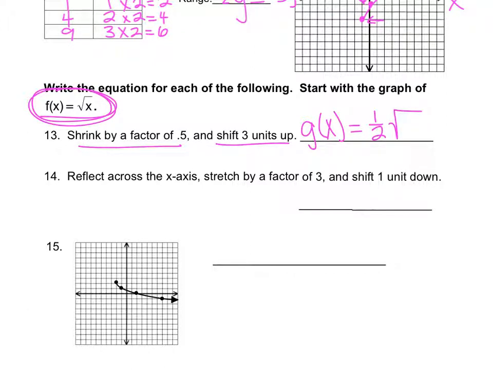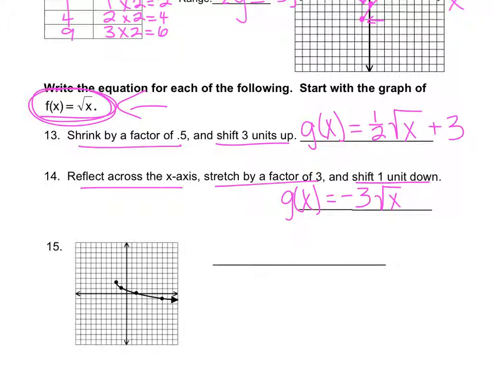And then we have square root, because that's what it told us we were starting with, square root of x. Since we're going up, we do not want that to be on the inside or under your square root. So that should be +3 on the outside of your radical. The next one, we're reflecting over the x-axis, so that puts a negative in front. We're stretching it by a factor of 3, so that's your coefficient. And then we're shifting 1 unit down, so we have square root of x. Down is on the outside, so make sure you put -1 on the outside of your square root.